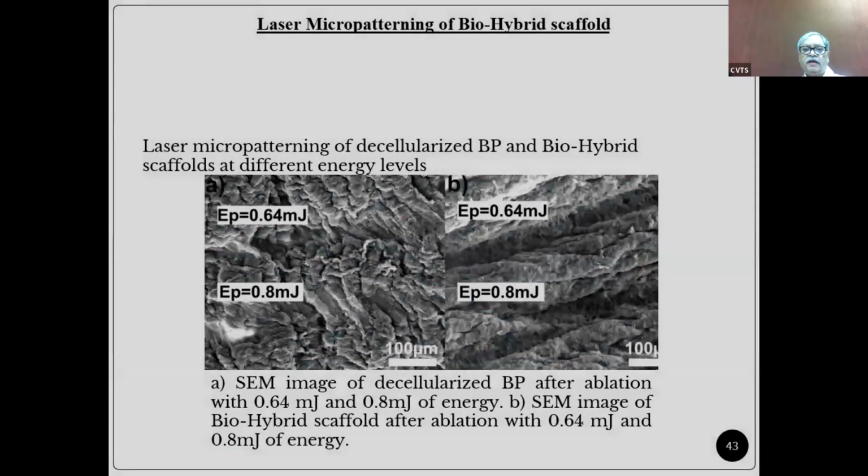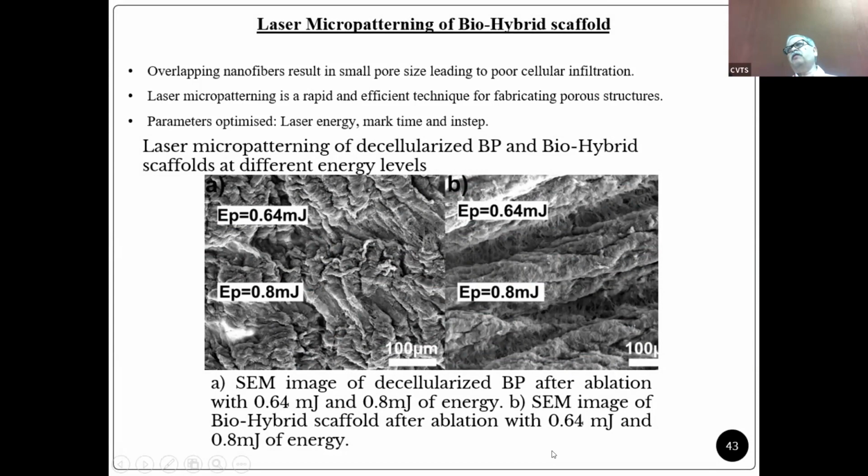So here you can see on this side that this is not laser ablated. This is nanosecond laser ablated. You can see how aligned fibers can be created by exposing to the nanosecond laser. Same image of the decellularized pericardium here, same image of the bihybrid scaffold after ablation, at 60.64 microjoules, which is very minimal, the energy is very little. So they don't destroy the cells, but they just align them.